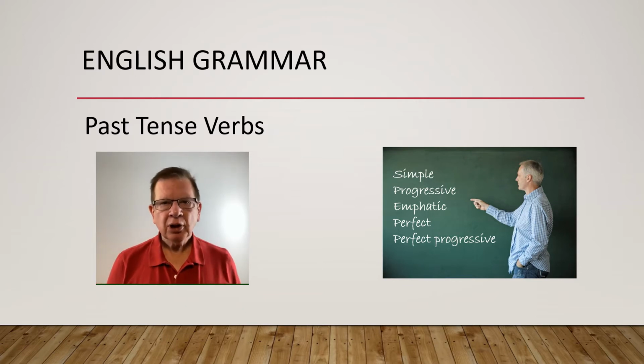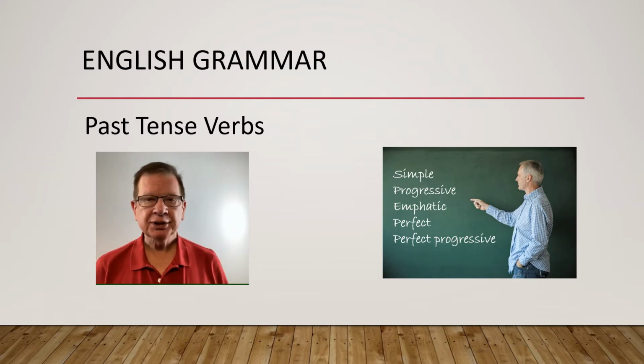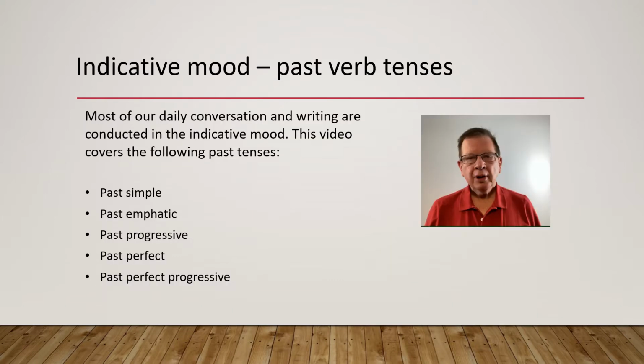Today we're going to talk about the past tenses of English verbs. Most of our daily conversation and writing are conducted in the indicative mood. This video covers the following past tenses in the indicative mood: past simple, past emphatic, past progressive, past perfect, and past perfect progressive.